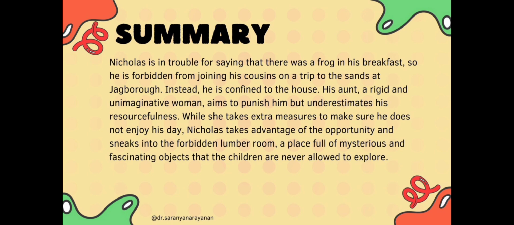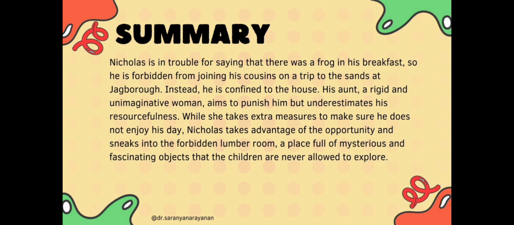So the aunt, in order to punish him, plans a picnic to the sands of Jagborough, and all the children except for Nicholas are taken for this trip. So this is one sort of tactic or strategy that she uses in order to punish the children who are misbehaving. She organizes a picnic or a trip, and the child who is misbehaving is not taken along with the other children. Today Nicholas was the victim of this particular strategy implemented by the aunt, and we also find that she is quite angry with the mischief that Nicholas causes in the house.